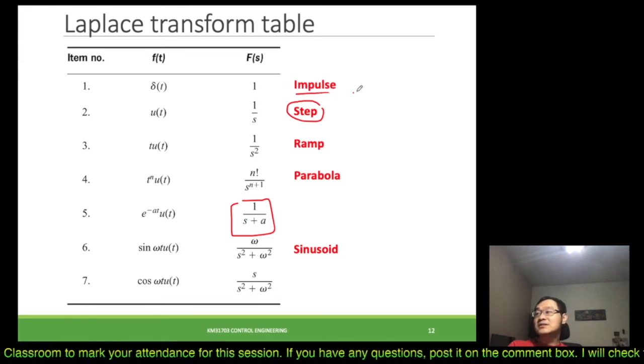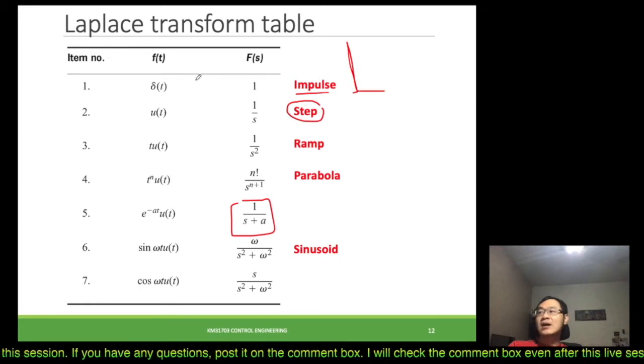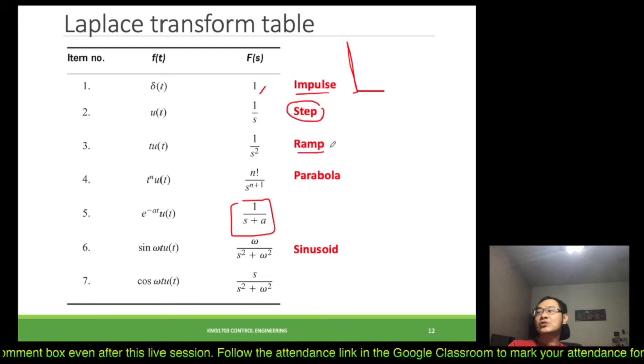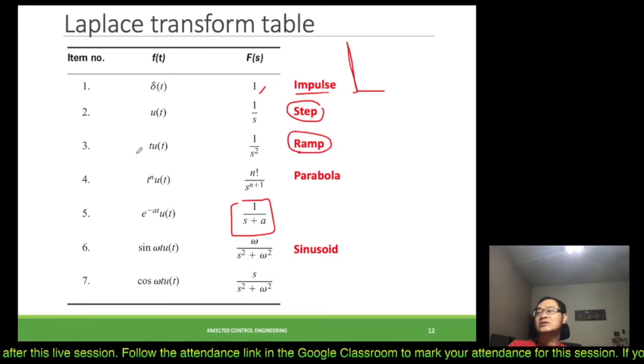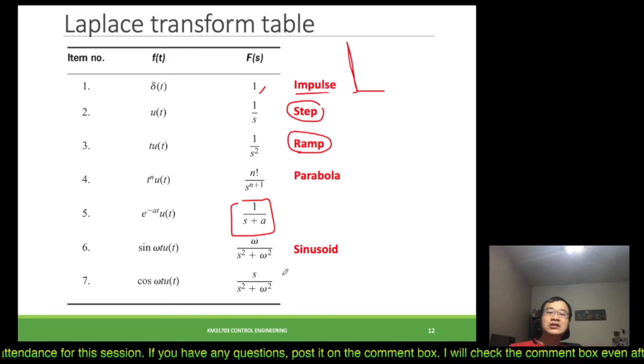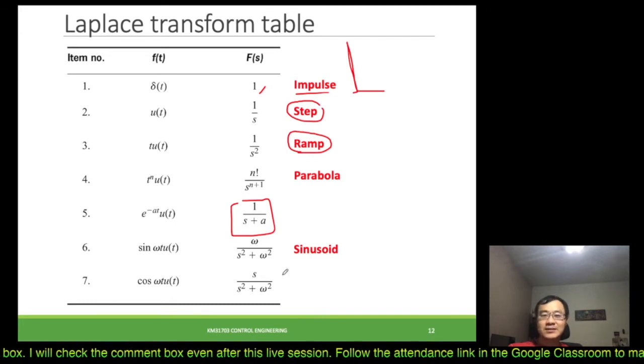Impulse means it just jumps for a very short time. So for an impulse, you will get 1. When we multiply by a constant, we call it a ramp input or ramp response, so you will just have 1 over s squared. Parabola and so on. So this is the table that you would refer to from time to time onwards. Keep in mind this is important.